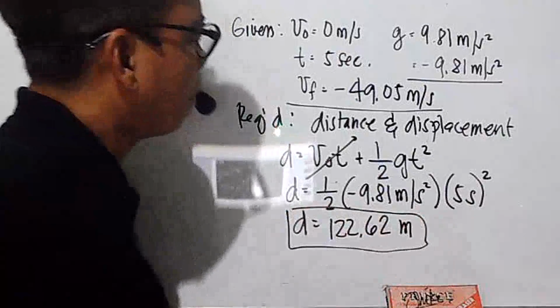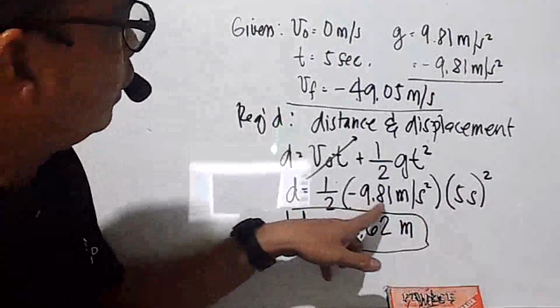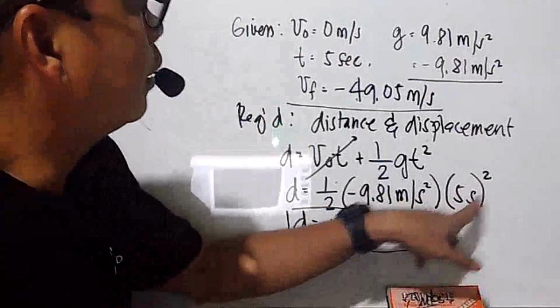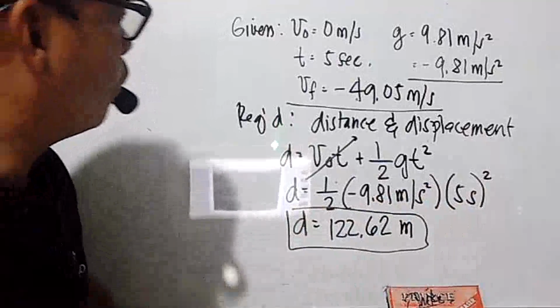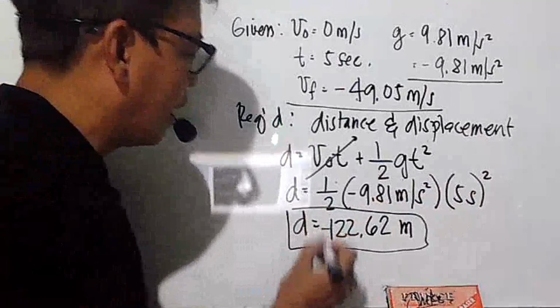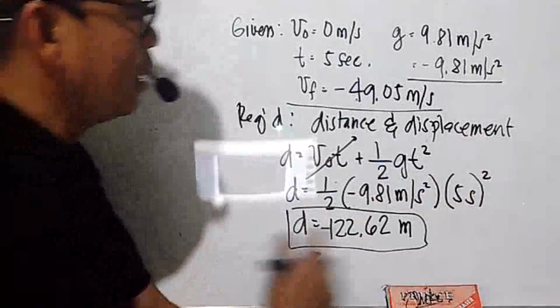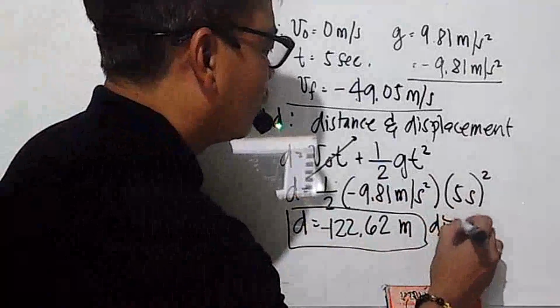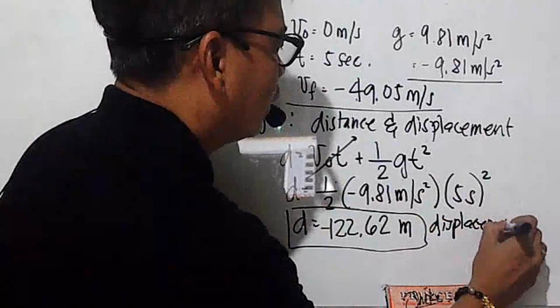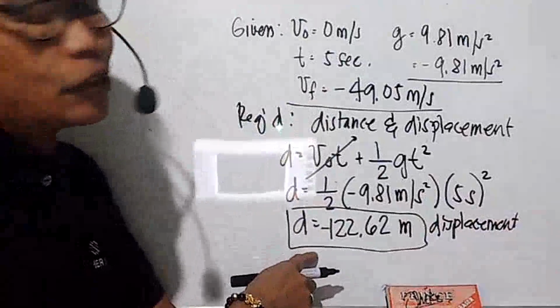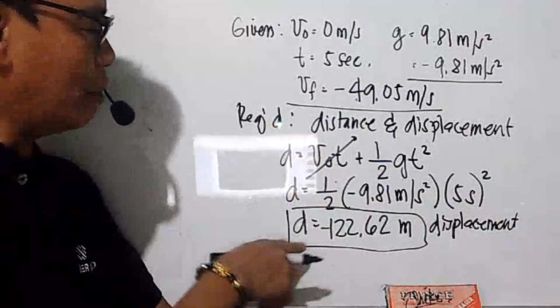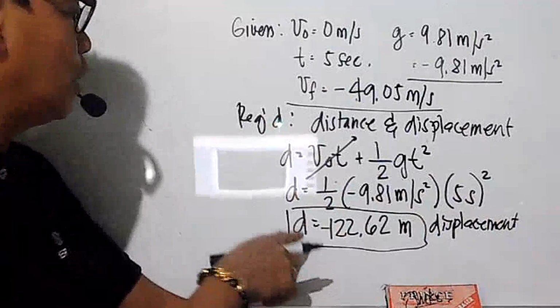Okay, I repeat, 9.81 times 25, since it is 5 squared, so divided by 2 or multiplied by 1/2, you get the value of 122. The sign is negative. Therefore, this is your displacement. Okay, so you know that displacement is a vector quantity. Therefore, may negative and positive. So, ibig sabihin, ang direction niya is going down kasi negative siya. Okay? So, yan yung displacement.